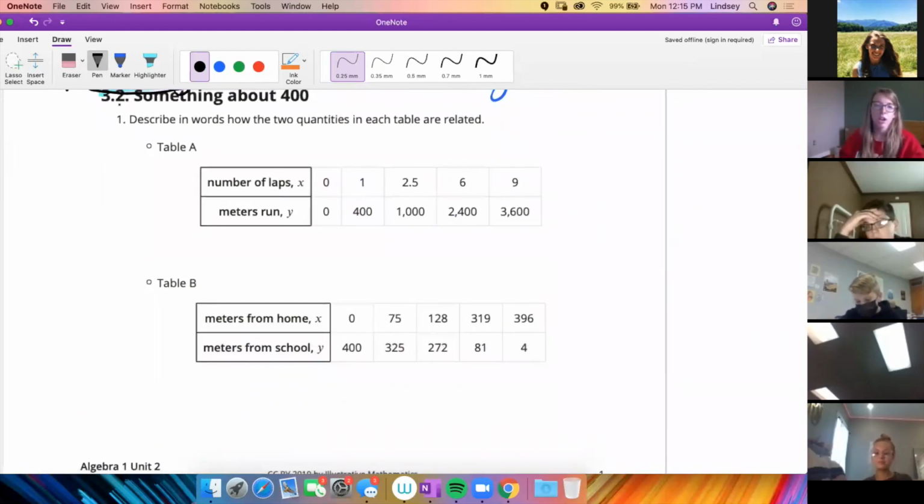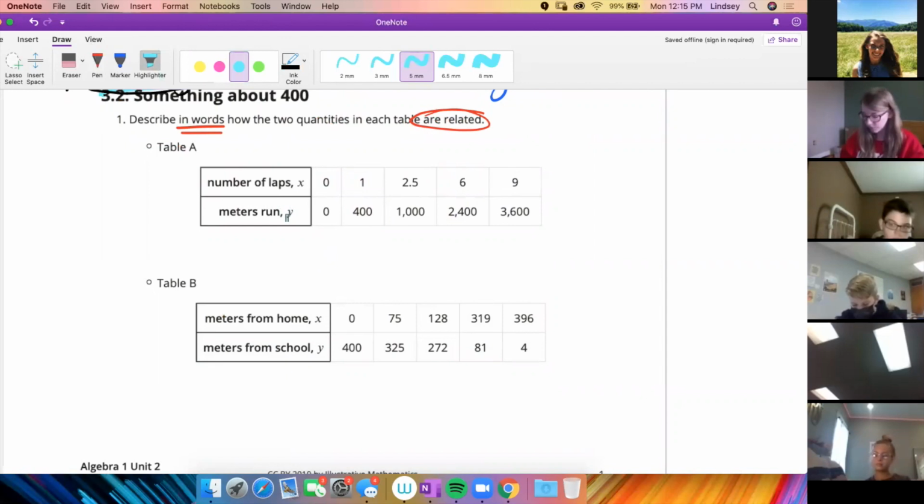Okay, so right here it says we're going to describe in words how the two quantities in each table are related. So we're going to talk about how they are related again. Just like in Unit 1, we need to talk about how important it was to know the titles of graphs. It's the same for tables. You need to know what you're talking about.